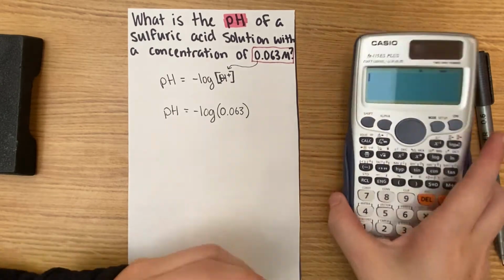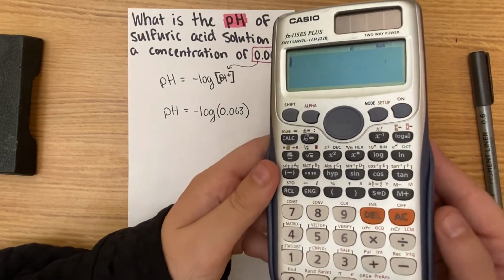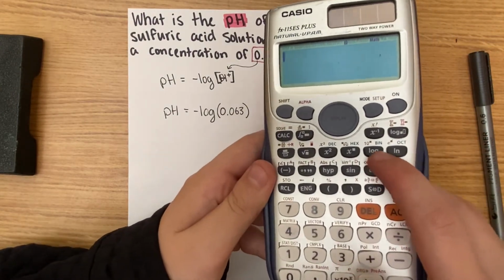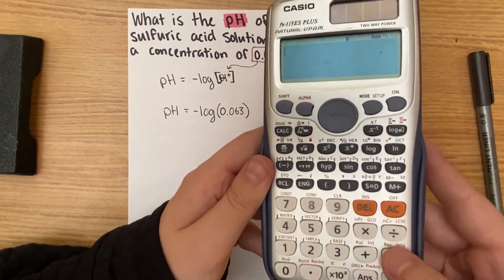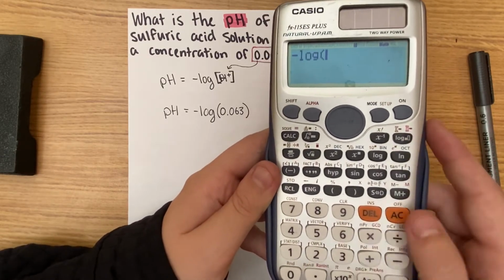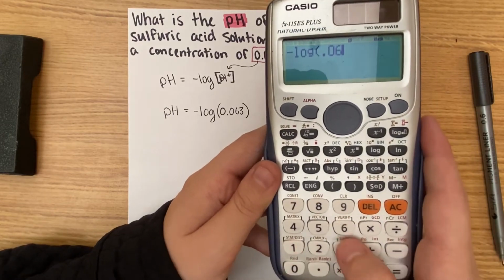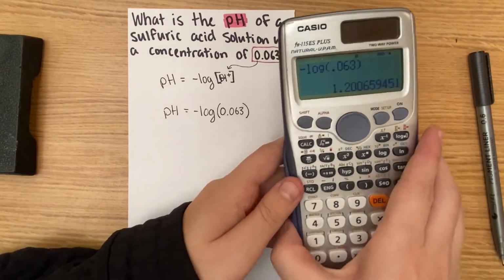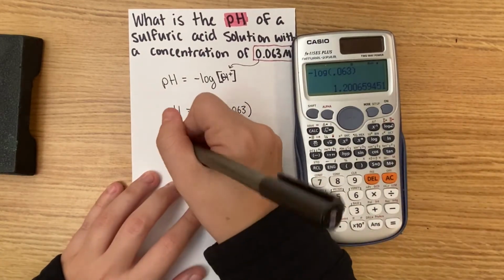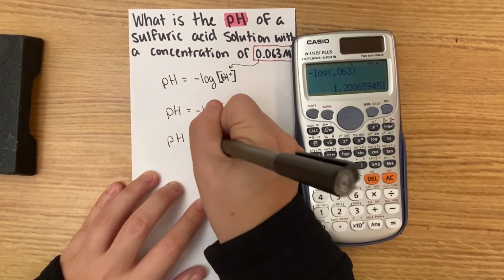If you've never used the log function, it's just a button on your calculator. You have to find it, but it just says log. So this is exactly what you're going to type in. Negative log 0.063. Close my parentheses, and there is your answer. So the pH is 1.2.